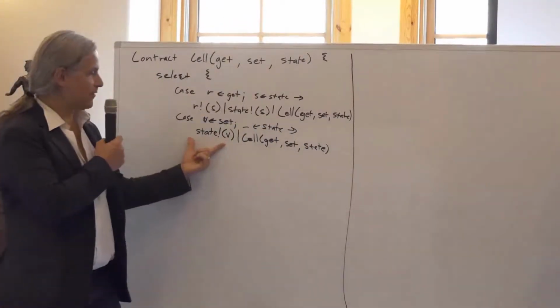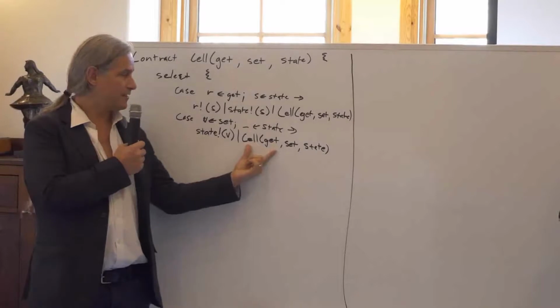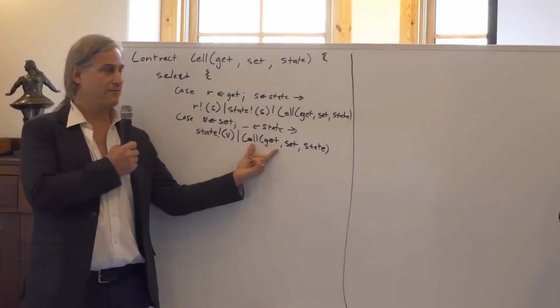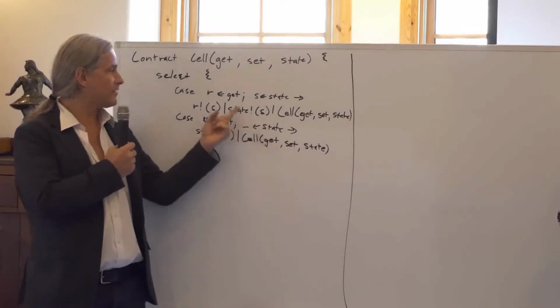This is running in parallel with this one. So let's say this is really fast, right? So it comes up, and now it can start doing gets. And it can also start doing sets.